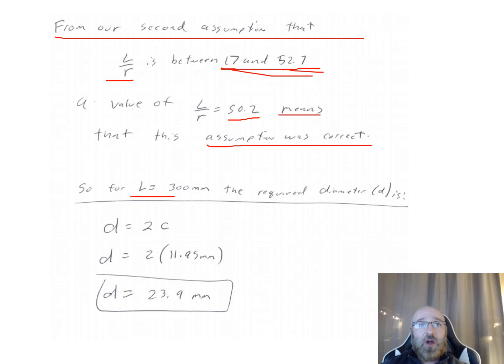So for our length of 300 millimeters, the required diameter is going to be that our diameter is equal to 2 times that radius C. So D is equal to 2 times that 11.95. So D is equal to 23.9 millimeters.